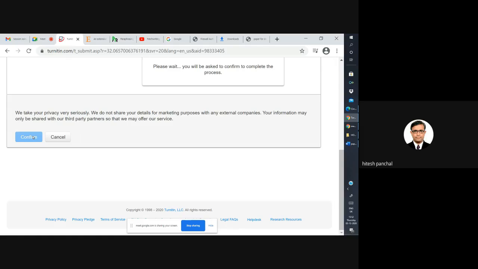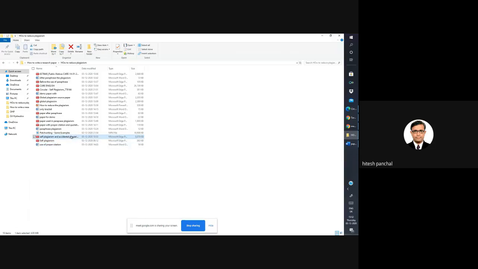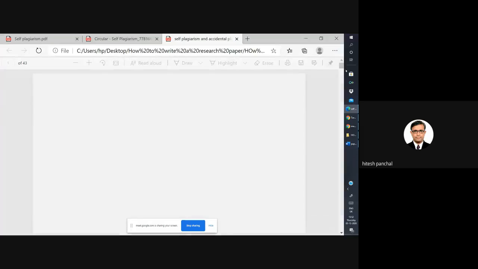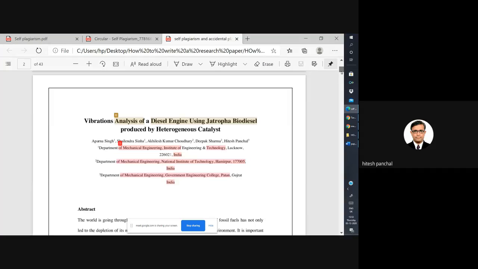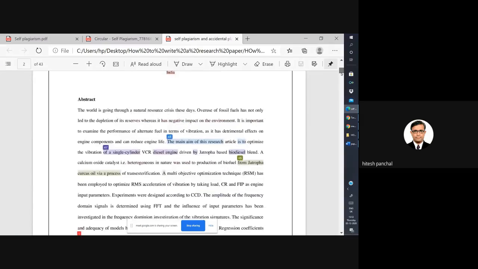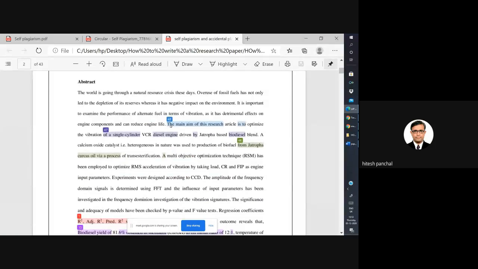Now let us see. I will also share with you some examples of self plagiarism as well as accidental plagiarism, in my research article only. I have one research group at NIT Hamirpur. Now you can see some text is there.